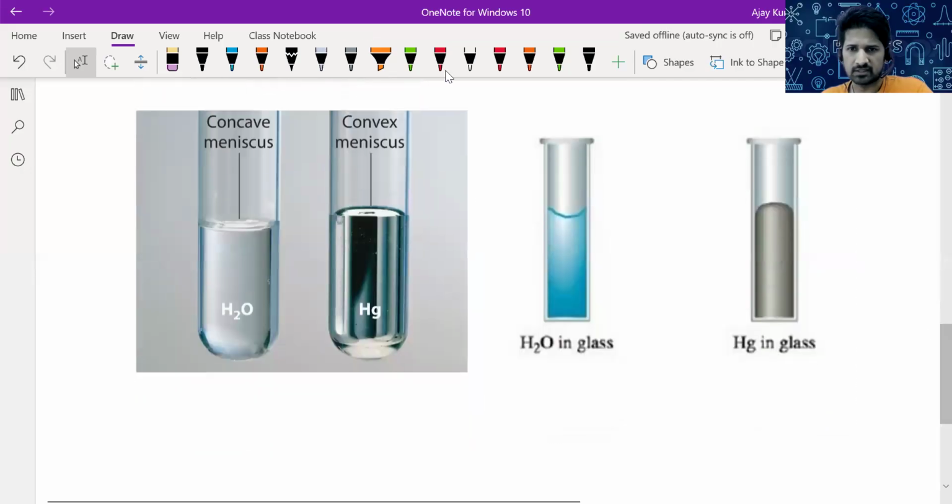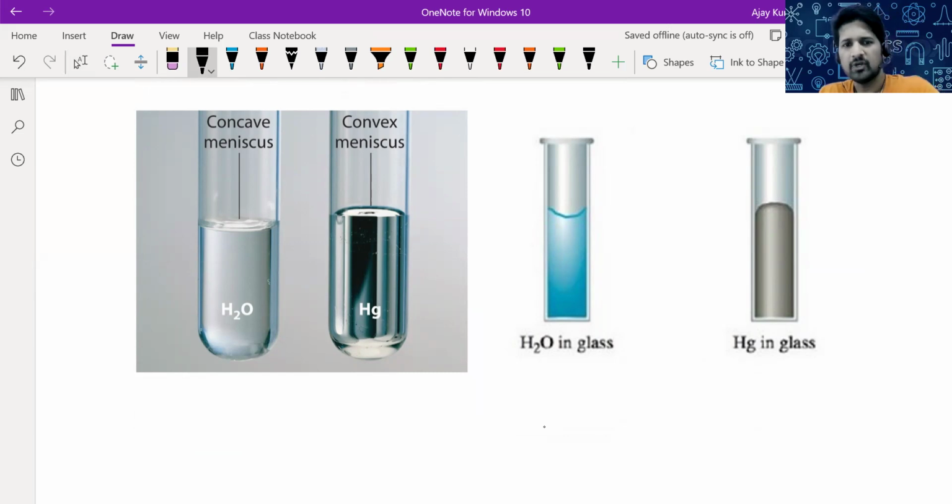Consider these pictures. The left side photograph is a photo of water in a glass test tube and mercury in a glass test tube. Now you observe the free surface of water and the free surface of mercury. The free surface of water is concave to the upper side. That free surface is called meniscus. If you observe the meniscus in case of mercury, it is concave to the lower side, concave downwards. The right side one is a diagram which gives you a better idea.